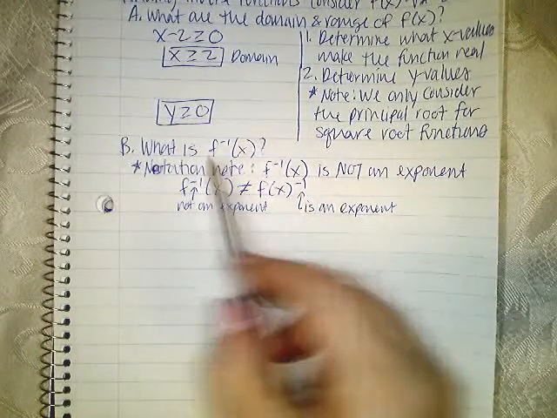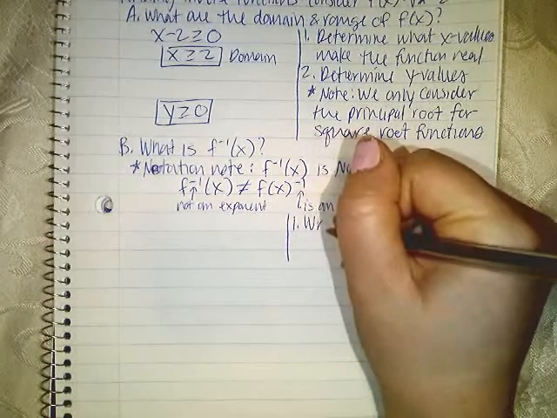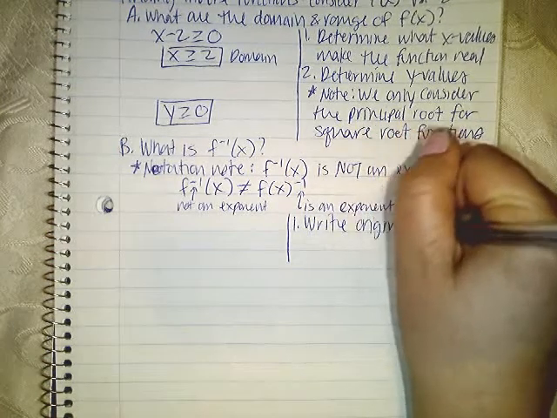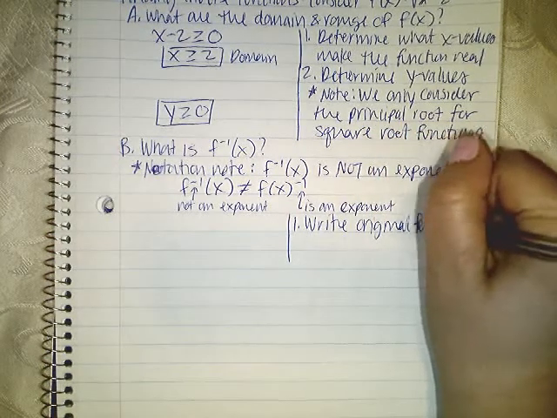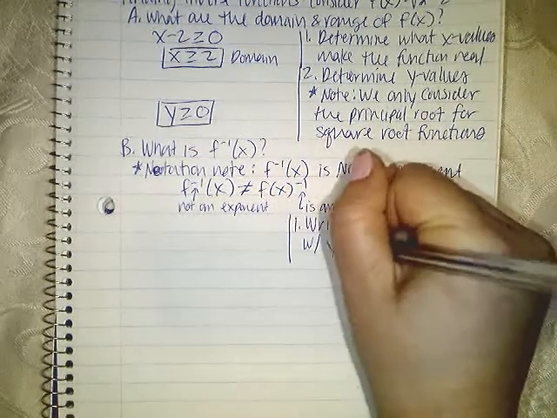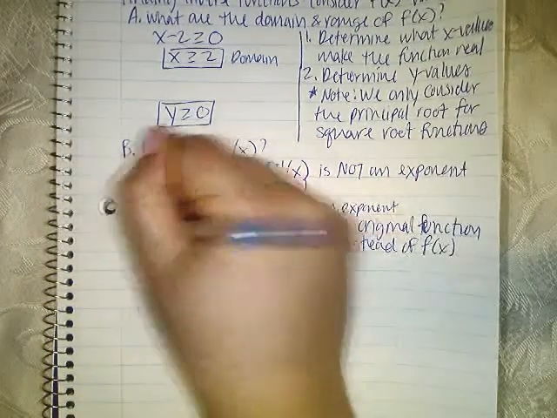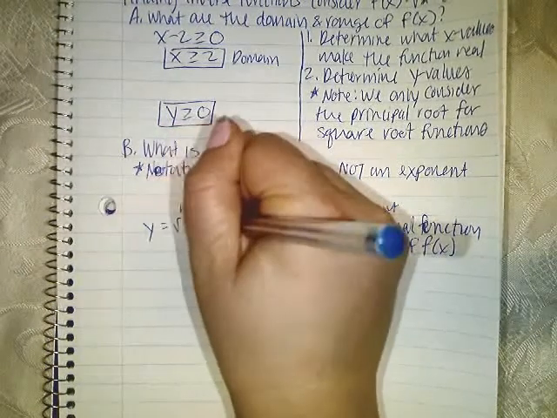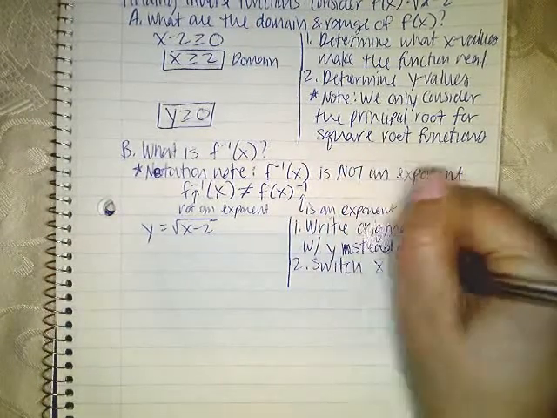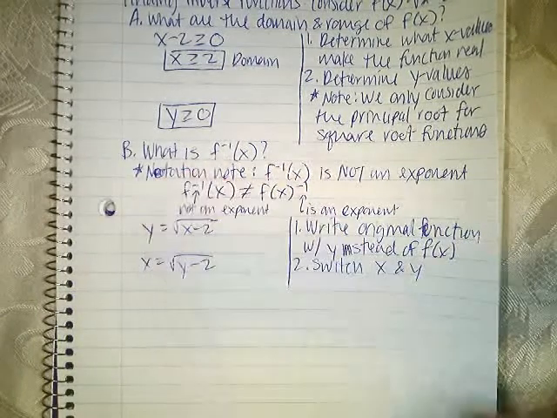In this case, I want to actually find our inverse function. The first thing I'm going to do is write the original equation, but with y instead of f of x. So now my equation is y equals the square root of x minus 2. Step 2, I'm going to switch my x and y values. So now I have x equals the square root of y minus 2.